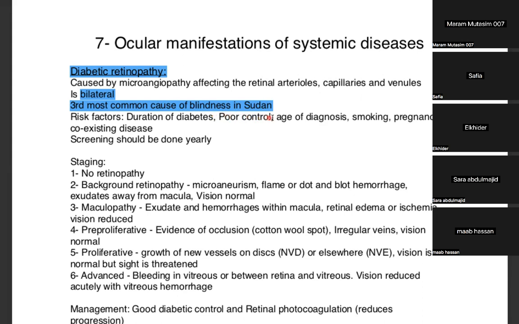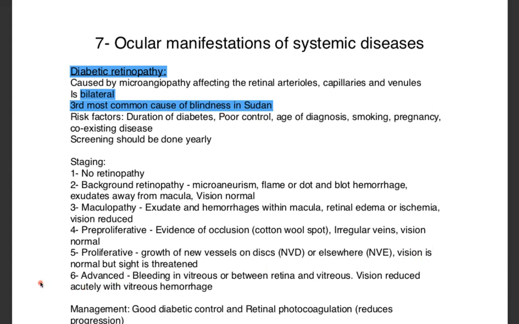Poor control. The more you're not controlling your diabetes, the more it's going to be there. Age of diagnosis is also significant. Smoking, pregnancy, and any other disease. For example, a person with hypertension and diabetes is worse off than a person who doesn't have hypertension. Okay? They need yearly screening. Anybody with diabetes needs yearly eye screening to avoid diabetic retinopathy or to be up to date with it. Okay?